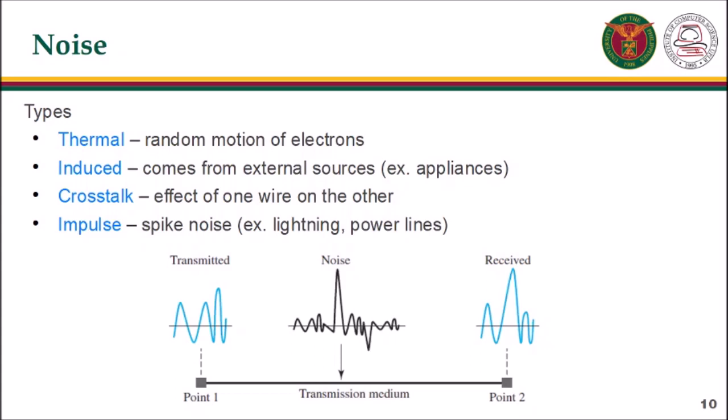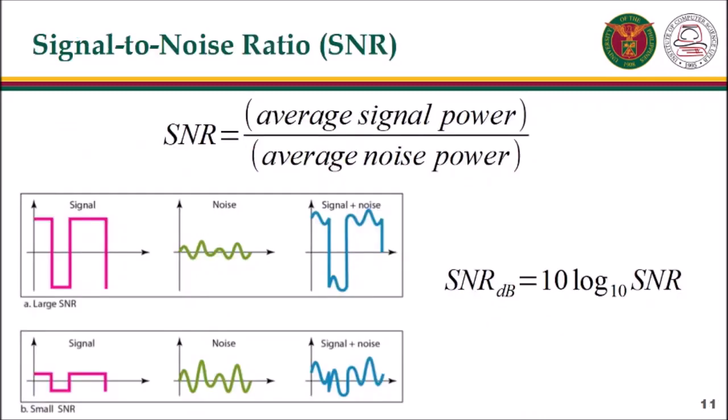Impulse noise is a spike, a signal with high energy in a very short time, that comes from power lines, lightning, and so on. The signal-to-noise ratio, or SNR, is defined as average signal power over average noise power. SNR is actually the ratio of what is wanted to what is not wanted. A high SNR means the signal is less corrupted by noise. A low SNR means the signal is more corrupted by noise. Because SNR is the ratio of two powers, it is often described in decibel units.